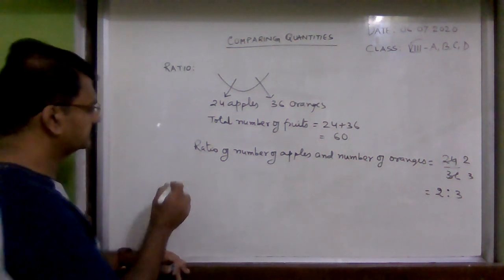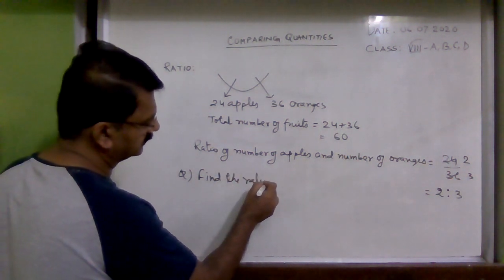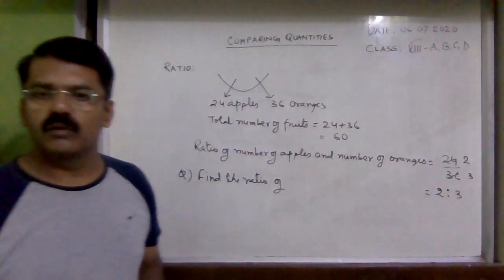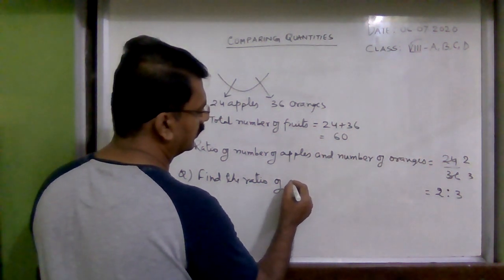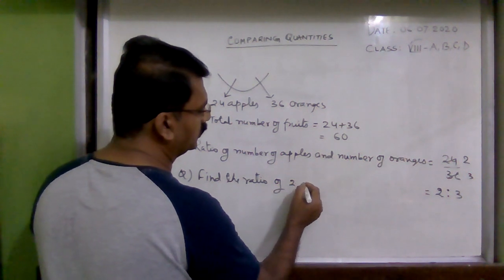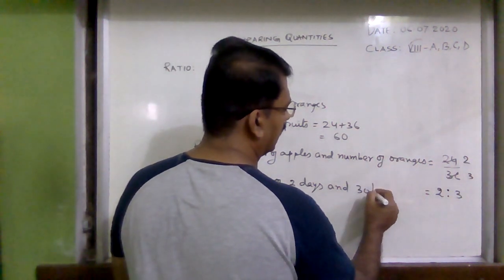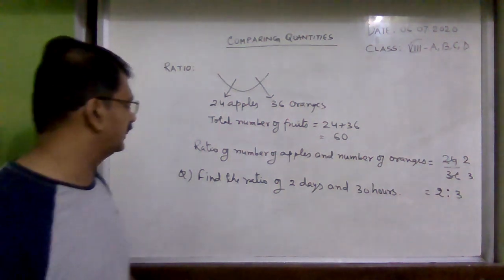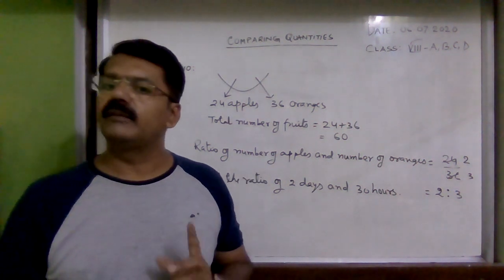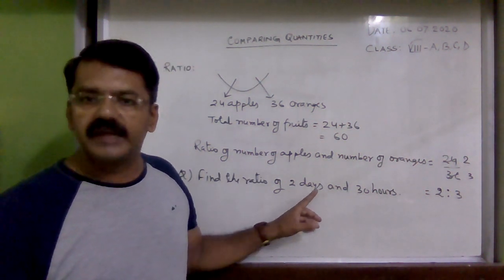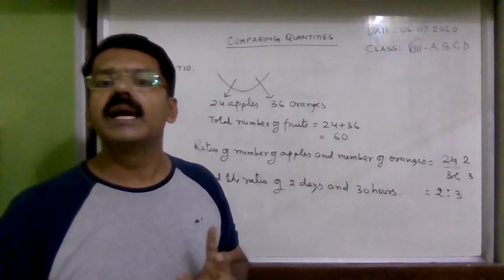I'll give you an example. Find the ratio of 2 days and 30 hours. If you write 2 upon 30 and then 1:15, it will be wrong, because here it is 2 days, so the unit is days, and there it is 30 hours, so the unit is hours. I told you the unit must be the same.